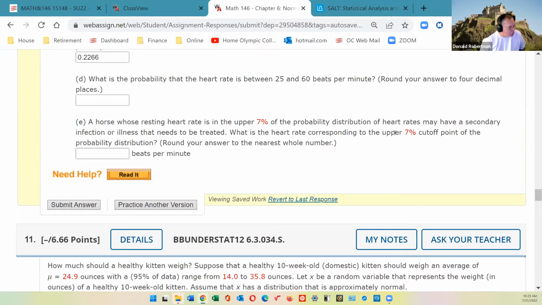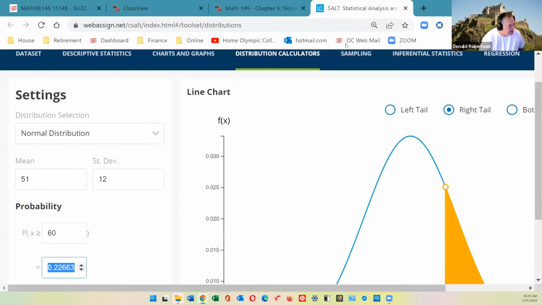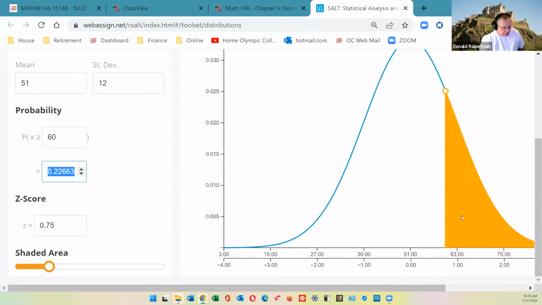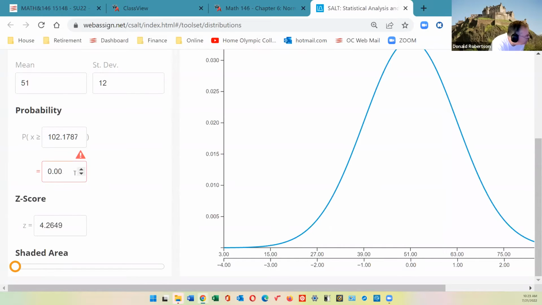What is the heart rate that corresponds to this 7% cutoff point? You can actually do that from the software. You know how it's on the right tail, and that's this bit. Now the mean is 51 and the standard deviation is 12. Normally, don't we put numbers in here and this is the answer? Let's turn that on its head. We are told that this number is 0.07, and that means this is the heart rate you would need to be in the top 7%. Does that make sense?